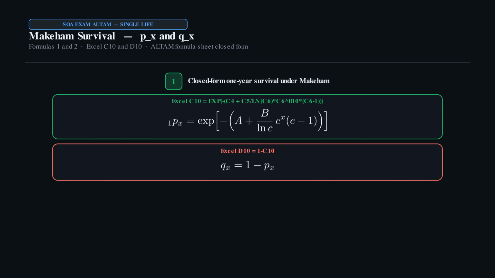Formula 1 is Makeham 1-year survival. Px is e to the minus a plus b over ln c times c to the x times c minus 1. That is the ALTAM formula sheet closed form, and it is exactly the Excel exponential in column C. Formula 2 is the complement. Qx equals 1 minus px. No extra mortality table is pasted. Change A, B, or C in the header, and every later age rebuilds.